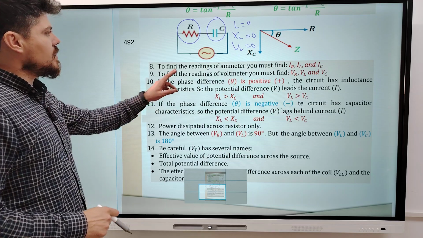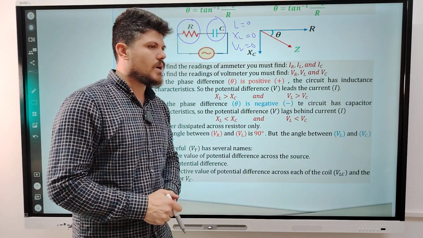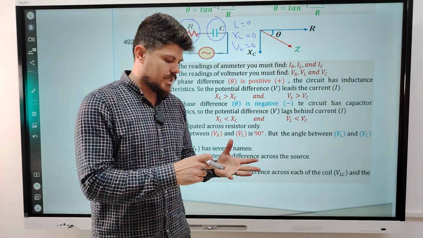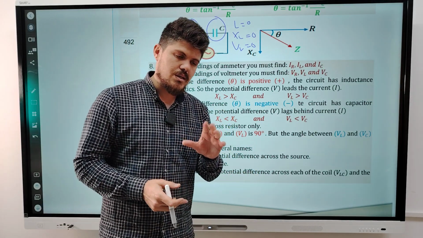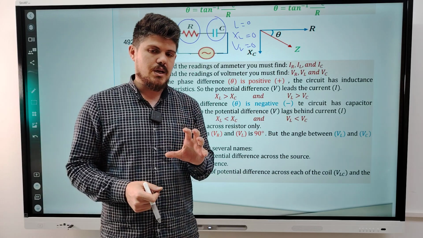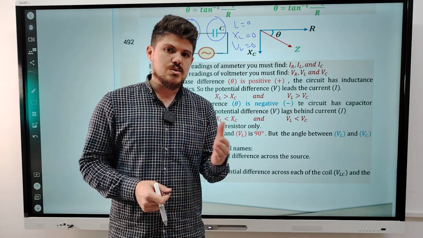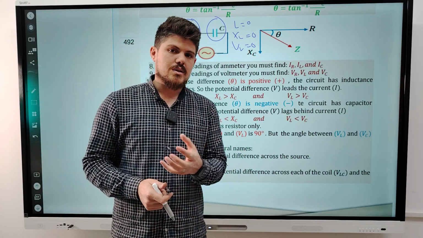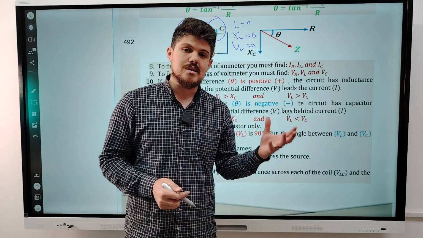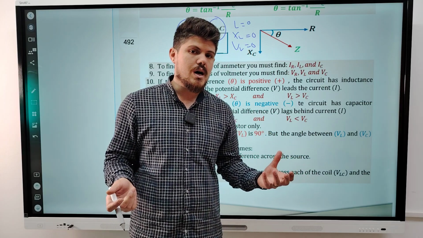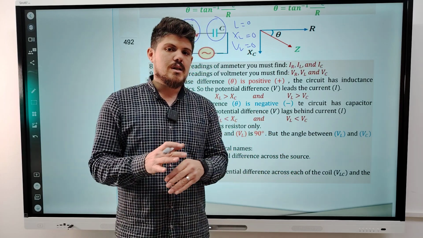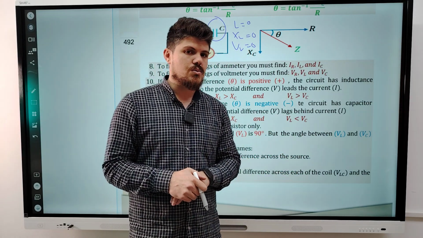And to find the reading of a meter, you must find the current across resistance, across inductance, and across capacitance. But be careful: in a series connection, there is no difference between the current across the source, the resistance, the inductance, and the capacitance. Why? Because in a series connection, the values of the currents are equal.